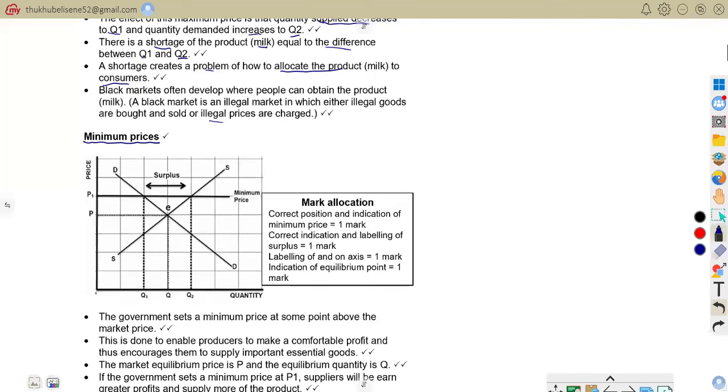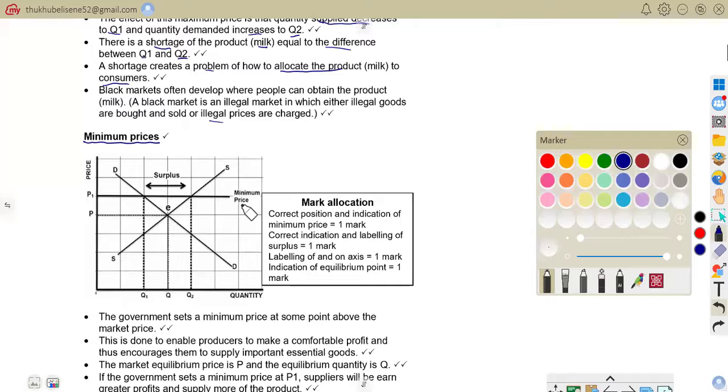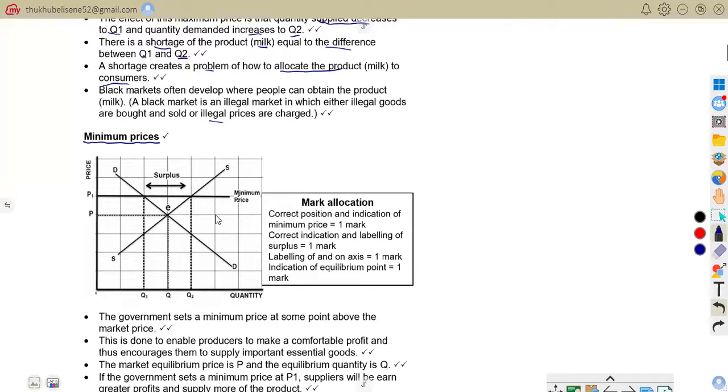As you can see, you can go through this graph, this is our minimum price. You see, it is above what? It is above our equilibrium price. That is when it is going to result in a surplus. A minimum price is a set price below which the product cannot be sold, like in agriculture. It protects producers from very low market prices and helps them earn a fair income.